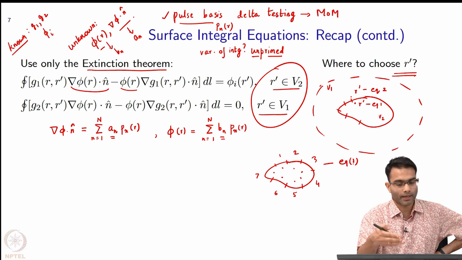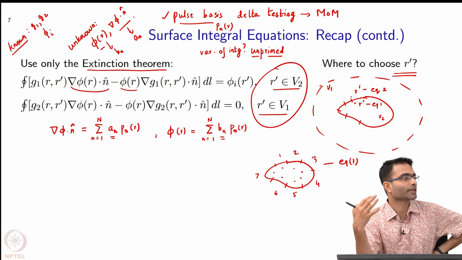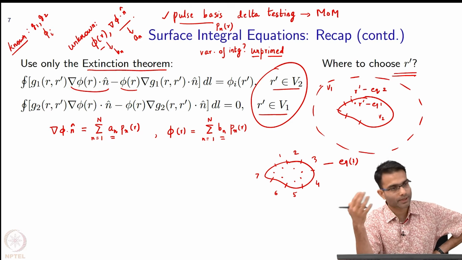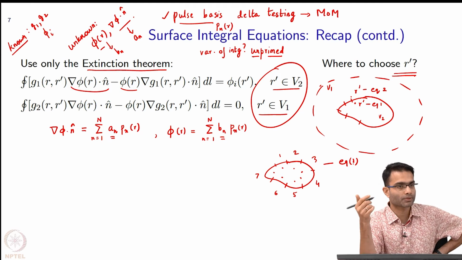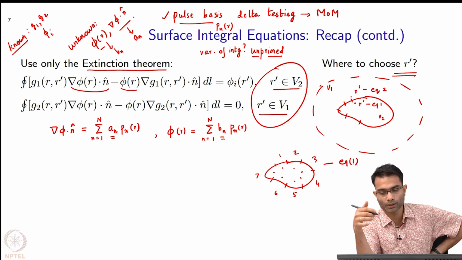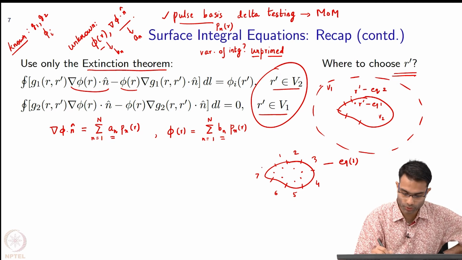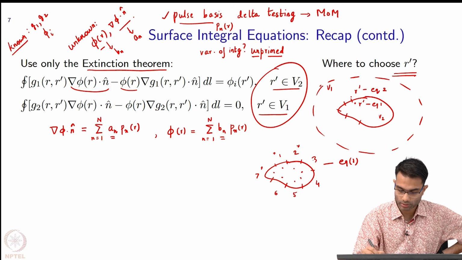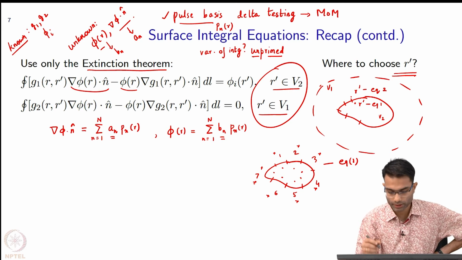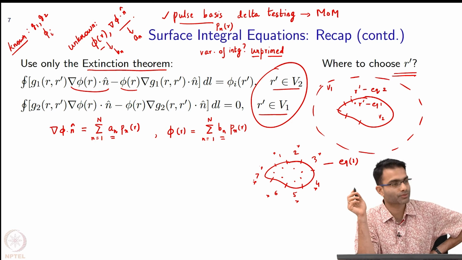But I have used only half the information in the problem. The other half is equation 2. Equation 2, how many times should I test? Again 7 times, then I will get 14 equations in 14 variables. So, where can I choose these points? They have to belong to volume 1. So, I could choose some points like this, right. So, 1, 2, 3, 4, 5, 6, 7, 7 points have been chosen.